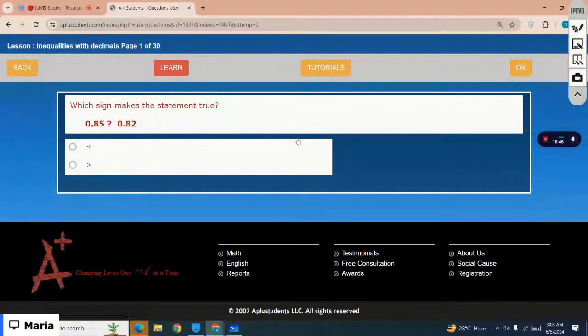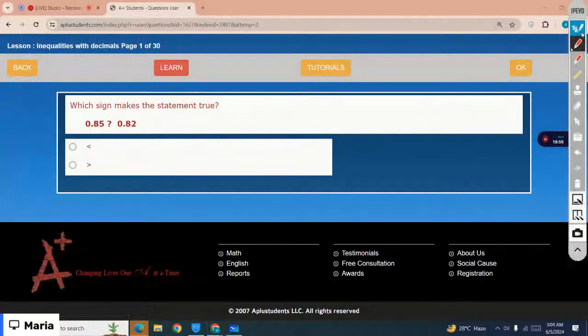Okay, the next one is, which sign makes the statement true? 0.85 and 0.82. You have to compare them. You have to see whether 0.85 is greater or less than 0.82. So first thing is, you need to write them down one above the other. Decimal point must be lined up. That is the ones position. That is the 10th position. That is the 100th position, right? So the ones position, that is the highest place value. They are 0, right?